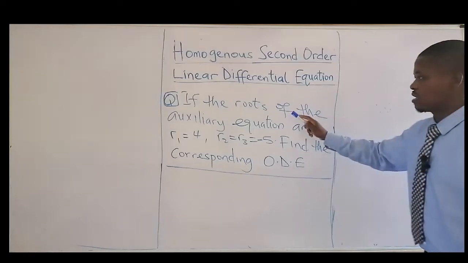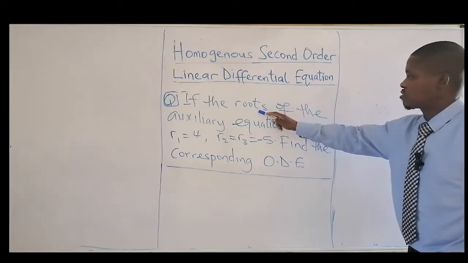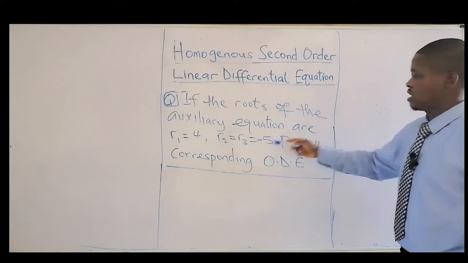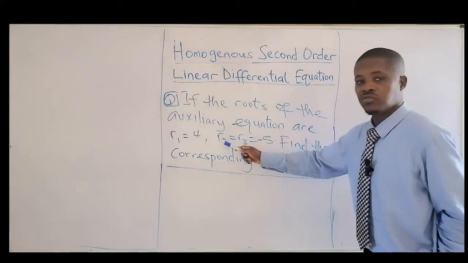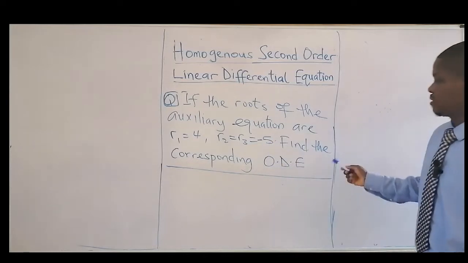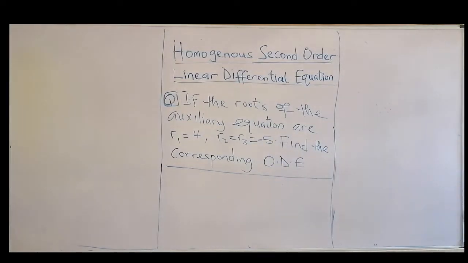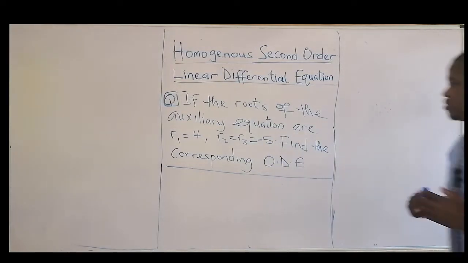Yeah, we are looking at this question. If the roots of the auxiliary equation are r1 = 4, r2 = r3 = -5, find the corresponding ODE. So this is very straightforward.